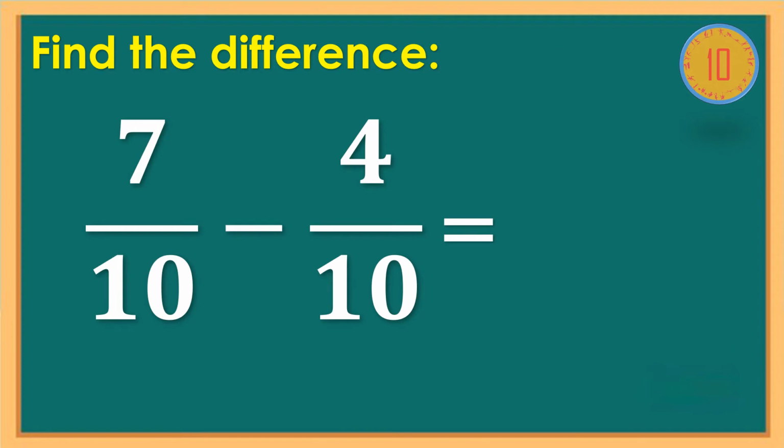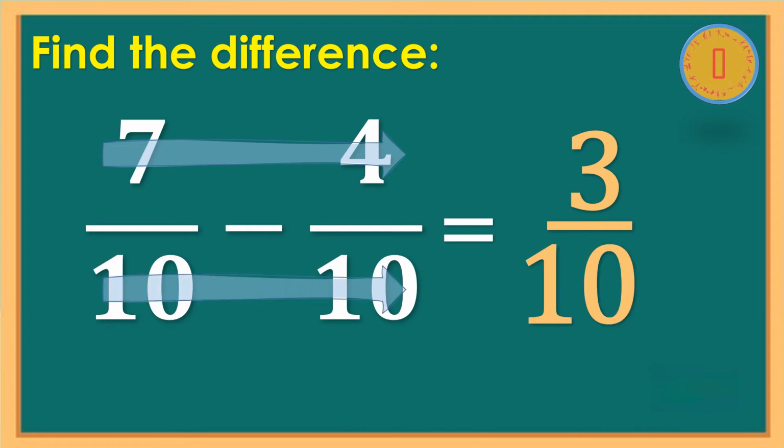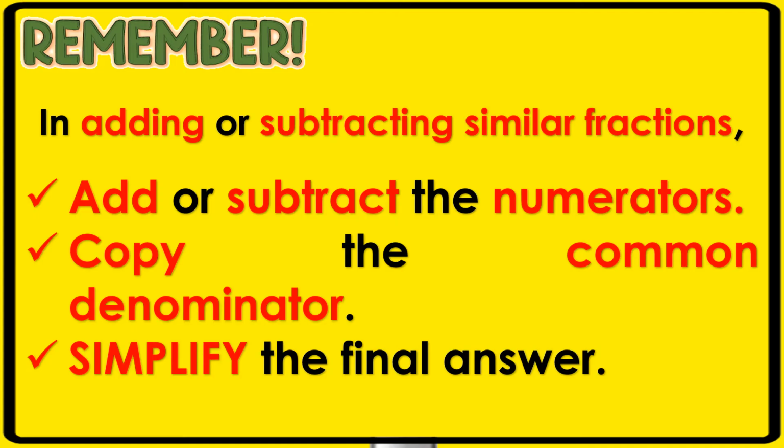Find the difference. 7/10 minus 4/10. Subtract the numerators. 7 minus 4 is 3. Copy the common denominator, which is 10. 7/10 minus 4/10 equals 3/10. Remember, in adding or subtracting similar fractions, add or subtract the numerators. Copy the common denominator. Simplify the final answer.